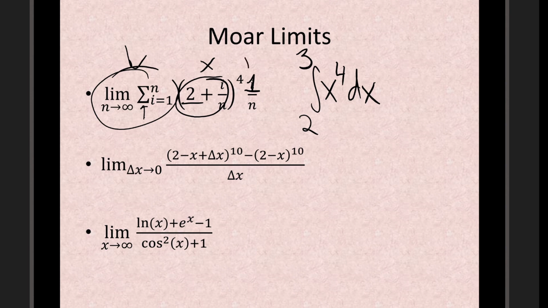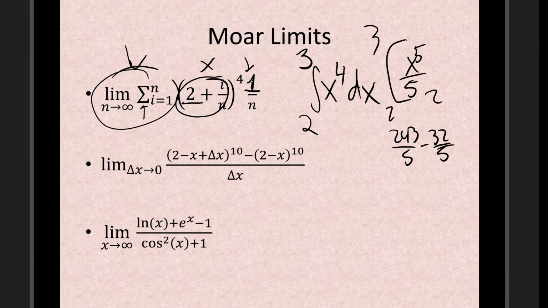If that was a 1, that would have been much more doable. But yeah, that just makes it this integral. And then you just have to solve this integral, x to the 5th over 5, plug in 2 and 3. You get 3 to the 5th, which is 243 over 5 minus 32 over 5. So 211 over 5? Wow. 42.2.